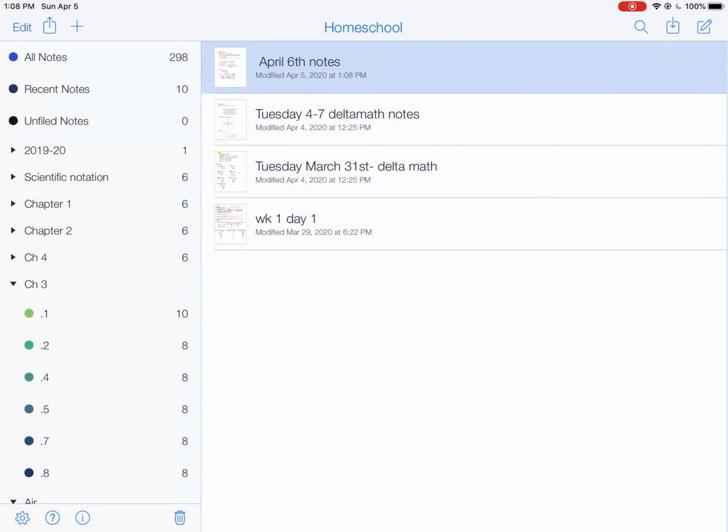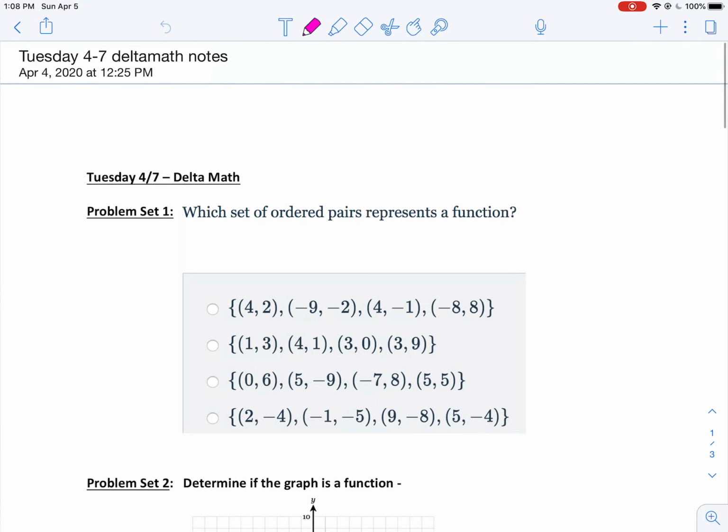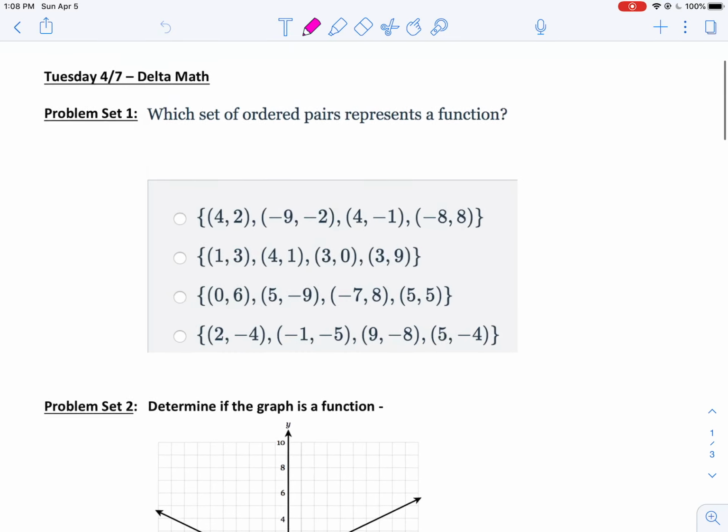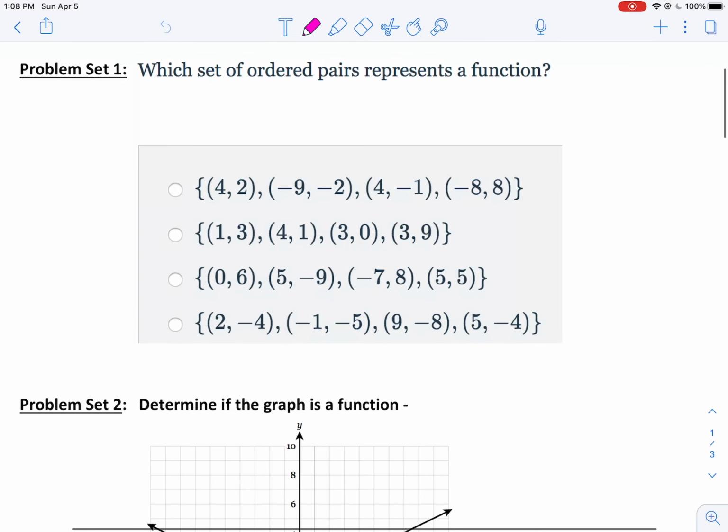So let me go back and go to today's notes. So problem set number 1, okay, remember we're on Delta Math today. You have to complete all those sections. Make sure you only do the set problems that are required, okay? Don't do like 25 problems of set 1. Just do the amount that's required.